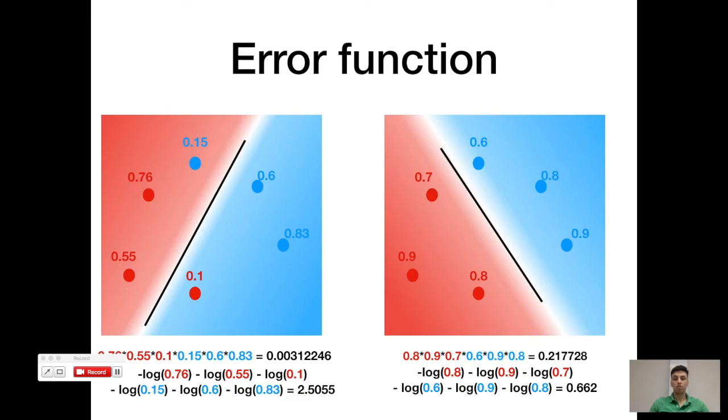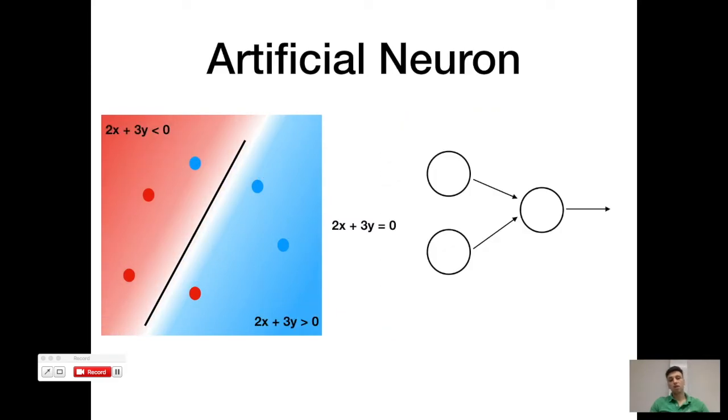Now let's see what this has to do with artificial neural networks. Let's try to interpret that line mathematically. That line can also be called a decision boundary. And we will say that it is 2x + 3y = 0. We can represent this as this little node here, where the inputs are x and y. We have the coefficients 2 and 3 and the threshold 0.